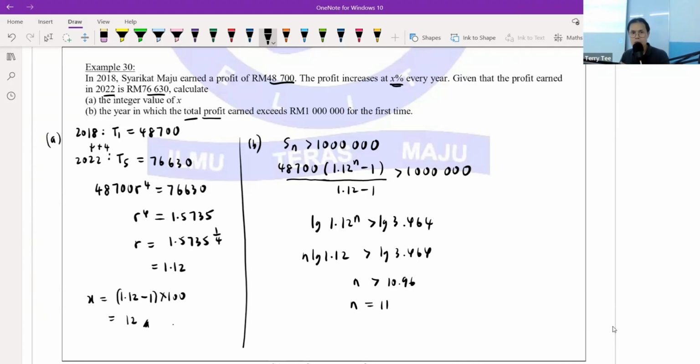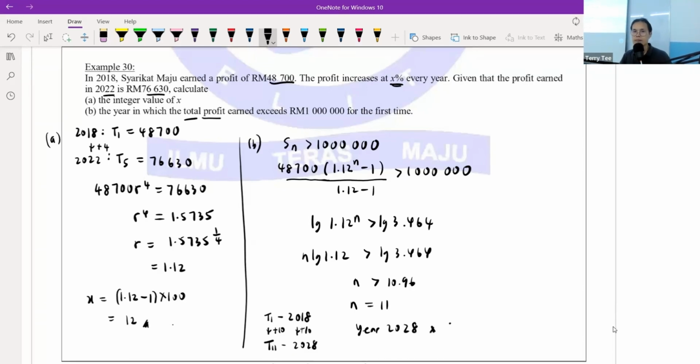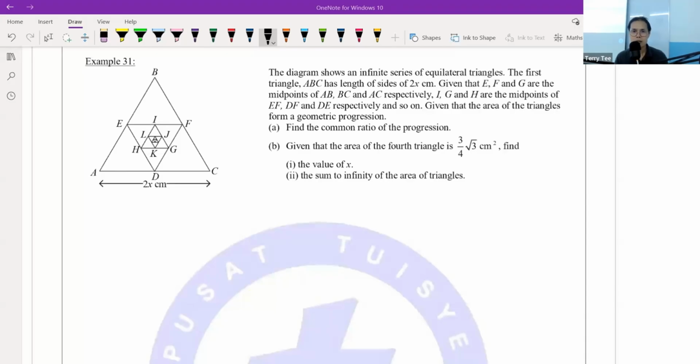So, we're not done yet. We need to know which year, right? We know T1 is 2018. T11 will be what? You have to plus 10. Remember this method? You plus 10 to get to 11. When you plus 10, the year is 2028. So we write year 2028.